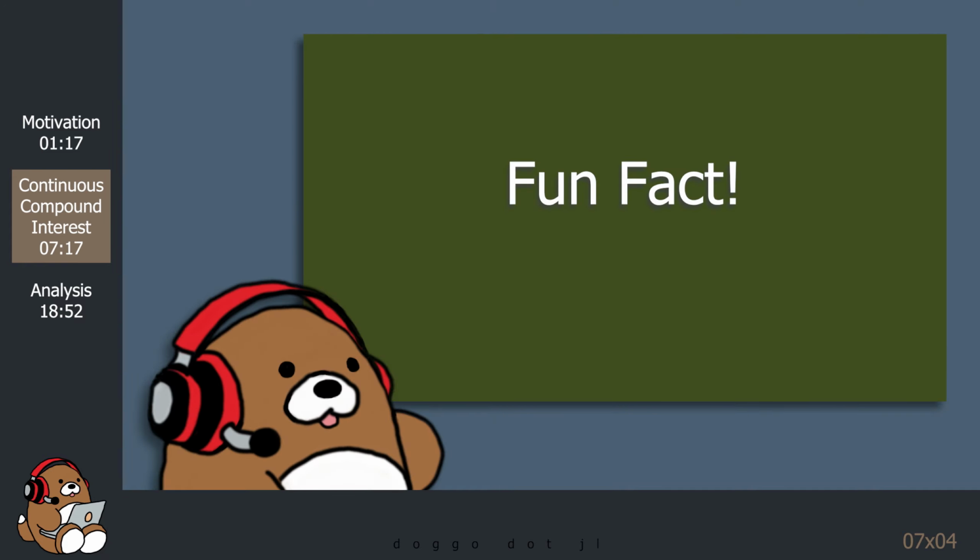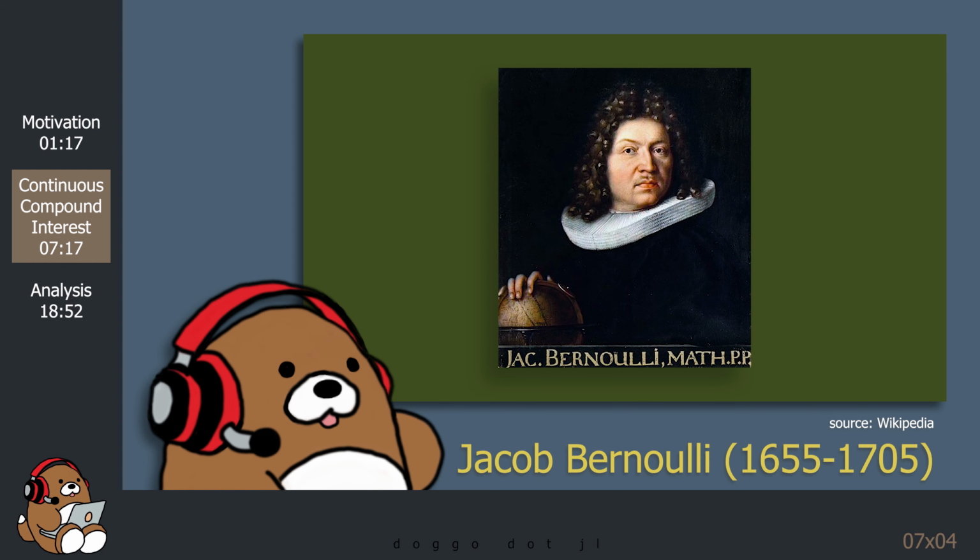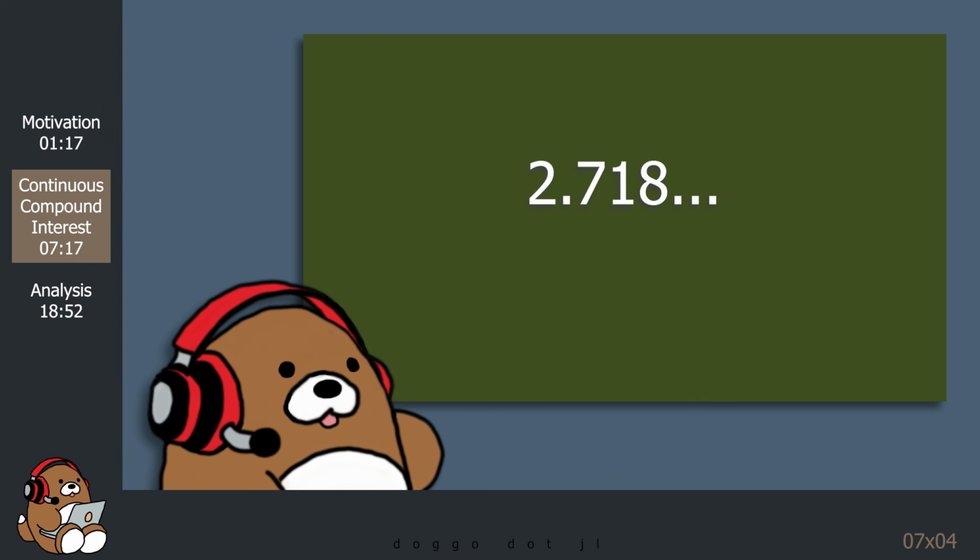So here's a fun fact. Euler's number wasn't discovered by Leonhard Euler. It was discovered by Jacob Bernoulli in 1683, while he was studying this very question about continuous compound interest. So why is this number important? It's important because this observation about how the bank account balance grows with respect to time can be generalized and applied to understanding how things grow organically in nature.